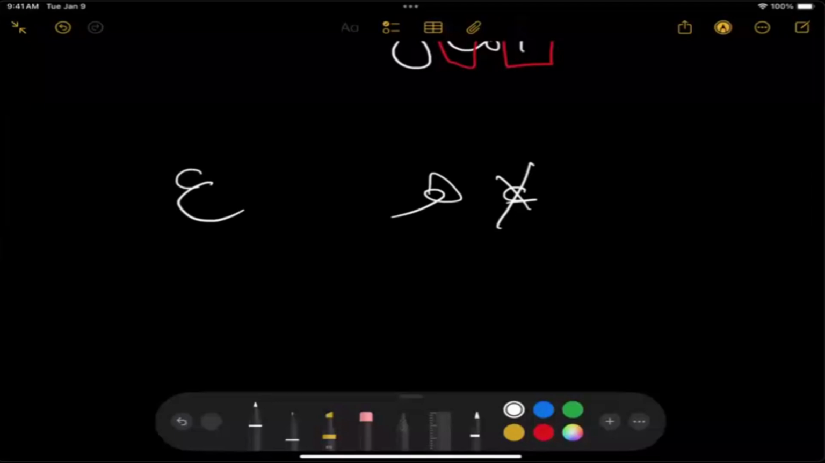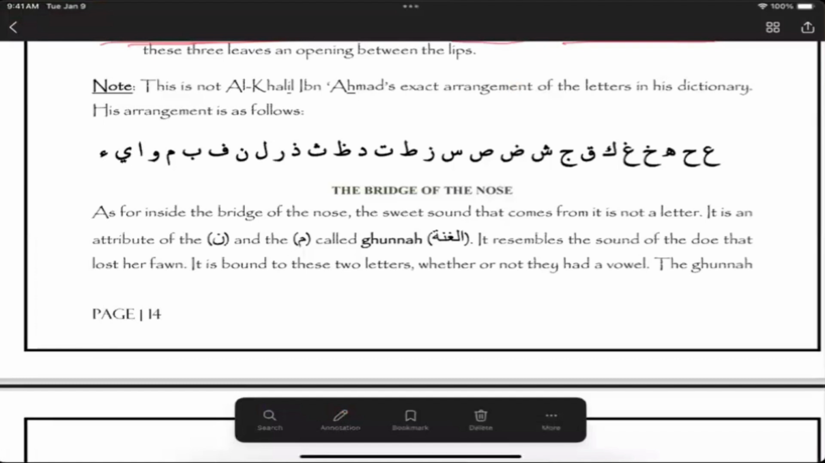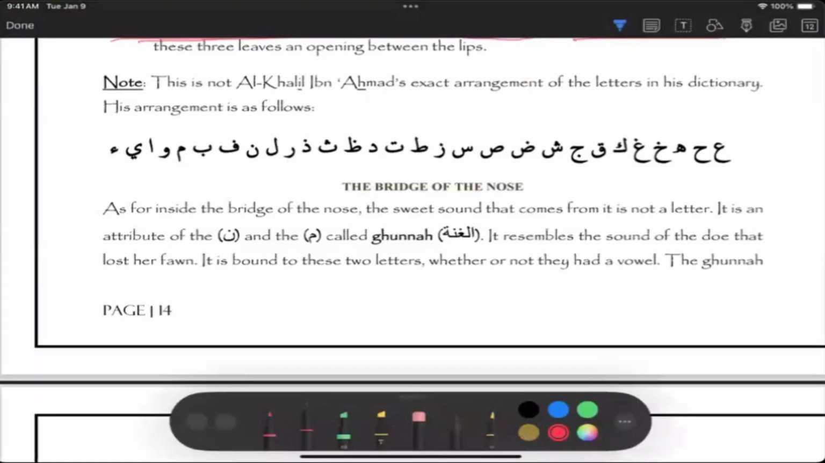And so we see here, he said ayn, ha. Those are from the middle of the throat. There's ayn and ha. Those are from the middle of the throat. Then he went back and retrieved the ha.